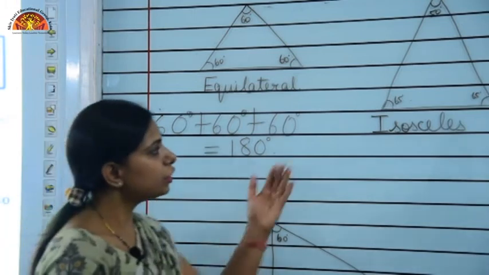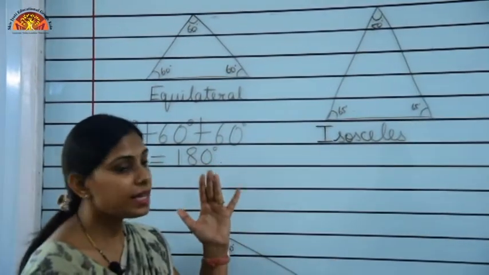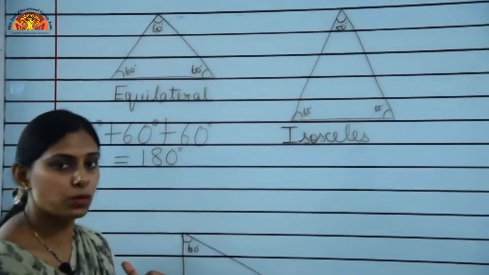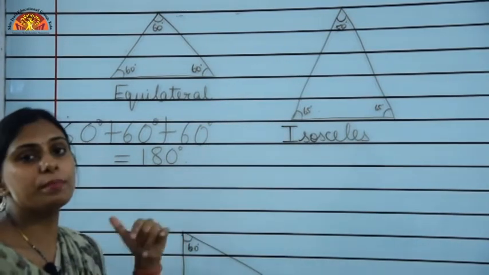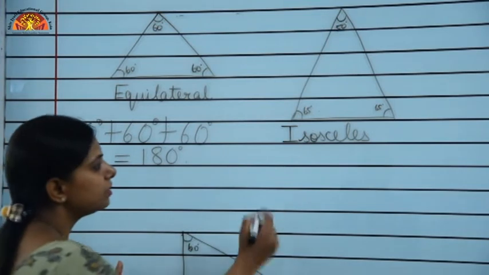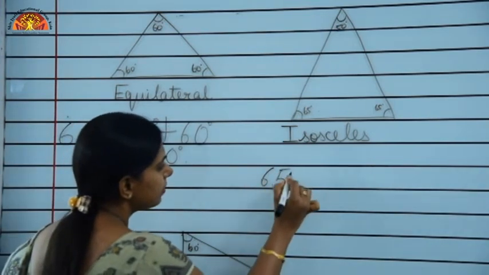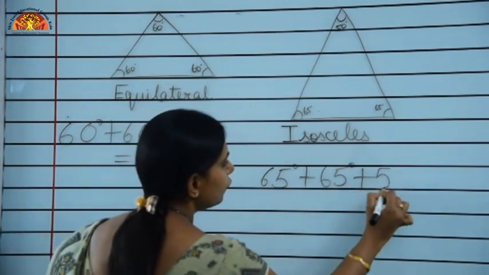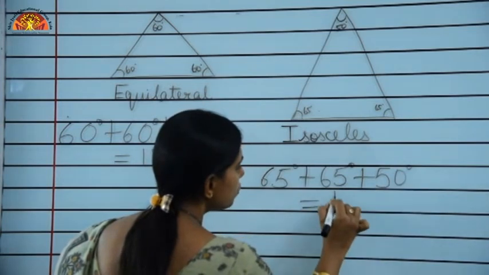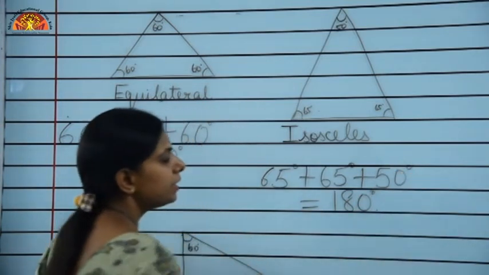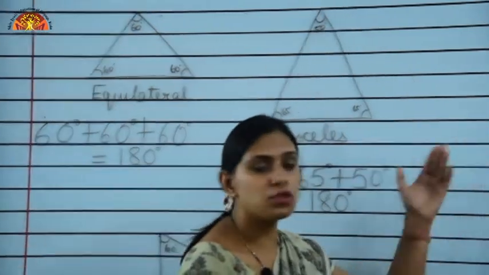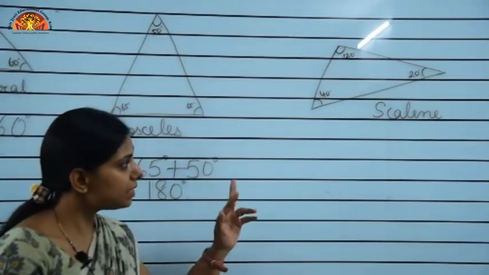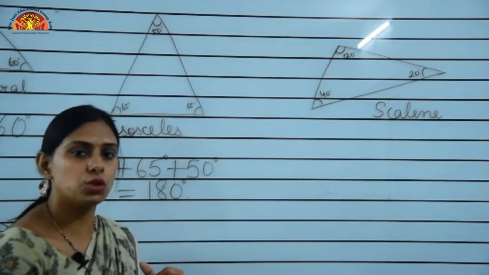In a similar manner, if you are just considering isosceles triangle, as you know, in case of isosceles triangle, the two base angles and the two sides are equal. In this case also, the sum of the measures of all the angles is 180 degree. So 65 degree plus 65 degree plus 50 degree, which is also equals to 180 degree. In the similar manner, in the case of scalene triangle, where no sides and no angles are equal, but still the measures of all the three angles is equals to 180 degree.